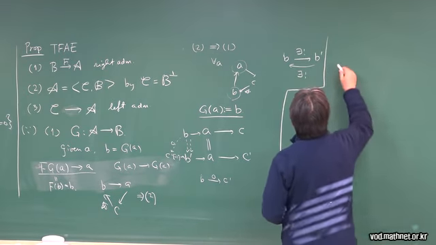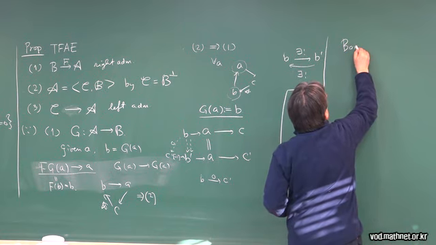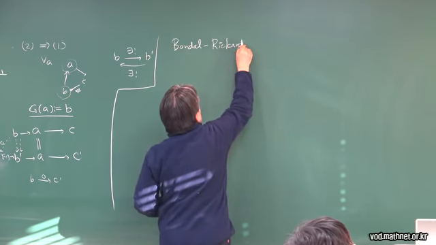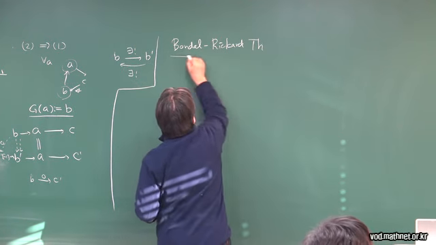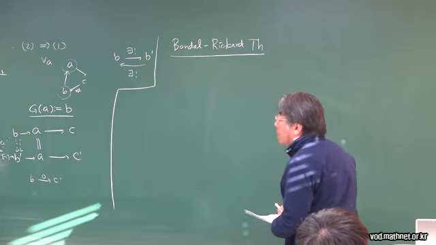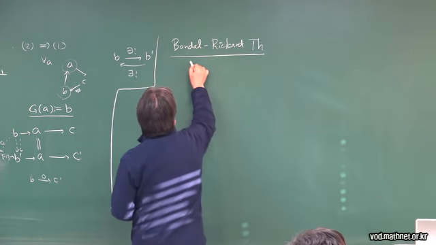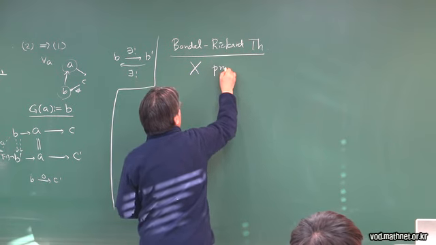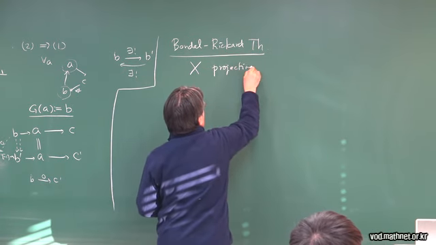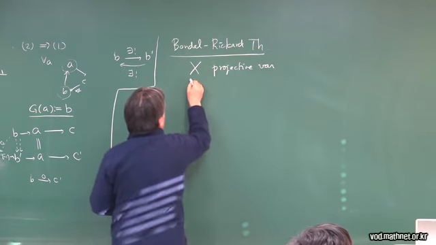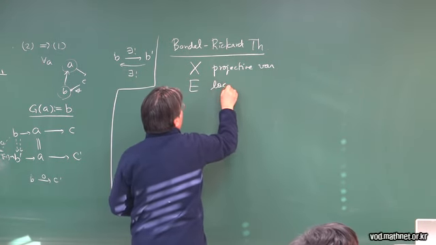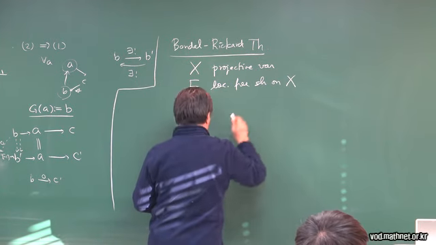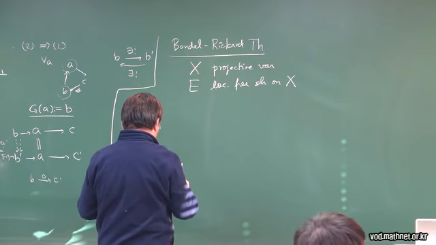Bondal-Orlov theorem. So suppose that X is a projective variety, and E is a locally free sheaf on X. And assume the following conditions.